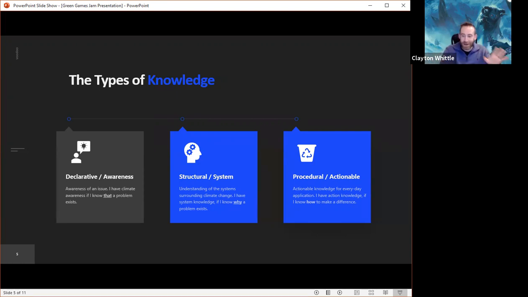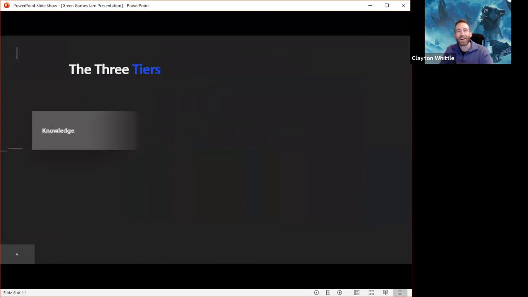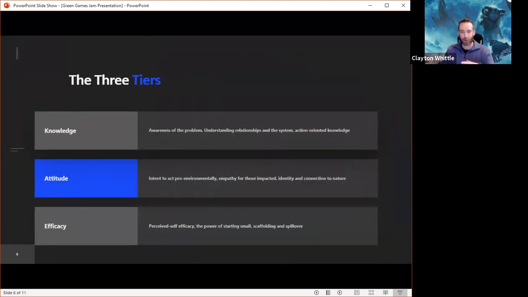We'll get to the more interesting part. Well, interesting to most people. This is the part that I really nerd out about. And that brings us to the second tier, which is attitude.